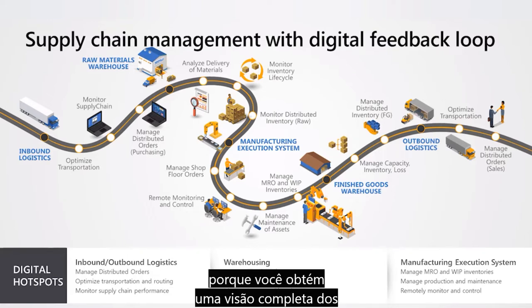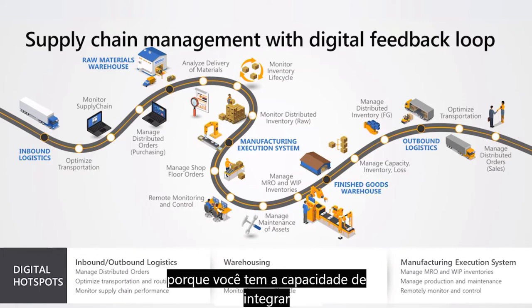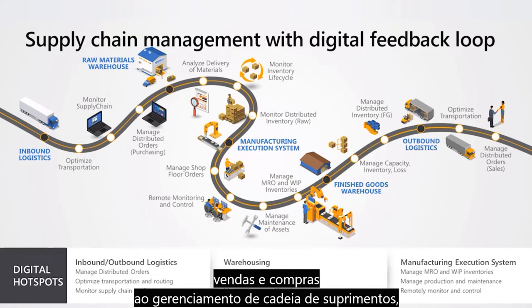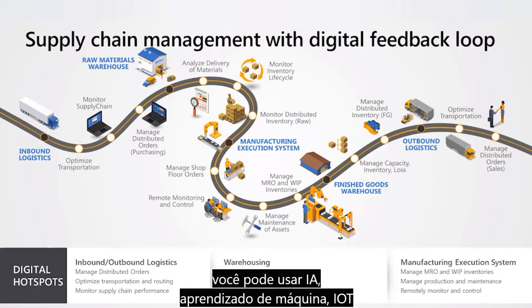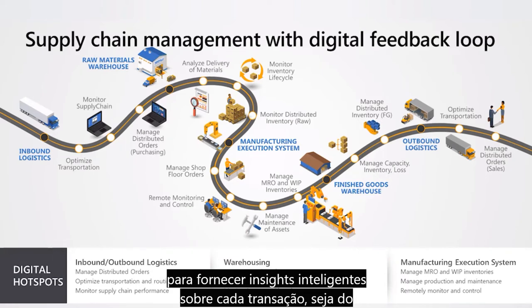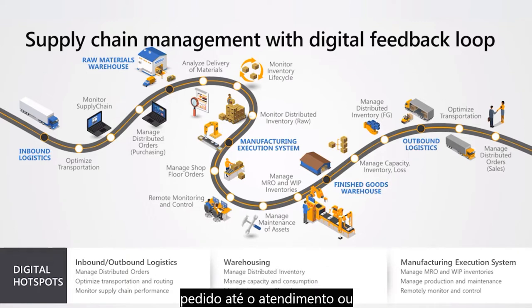Because you're getting a complete view across your geographies and different time zones, and because you have the ability to integrate sales and purchasing with your supply chain management, you're able to use AI, machine learning, and IoT to deliver intelligent insights on every transaction, whether it's from ordering to fulfillment or even to final delivery.